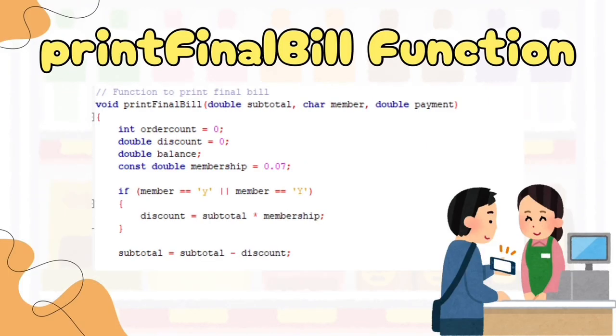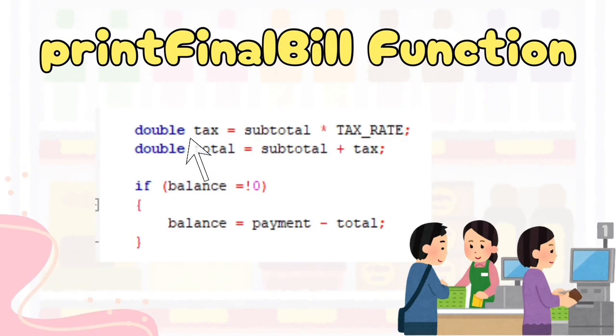The printFinalBill function generates a detailed transaction summary that handles membership discount, payment processing, and balance calculation. It accepts 3 key parameters, which are the order subtotal, membership status, and payment amount. For membership, it is defined by a yes response, and it automatically applies a 7% discount to the subtotal before tax calculation. The function then computes the 6% sales tax on this adjusted amount to determine the final total.